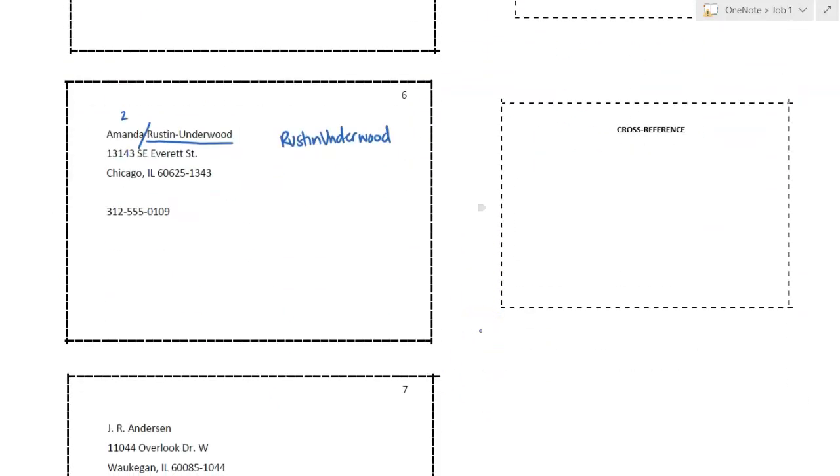Okay, so my cross-reference is going to be Underwood, Amanda, Rustin. Okay, and then my C notation is going to be C, Rustin Underwood, Amanda.